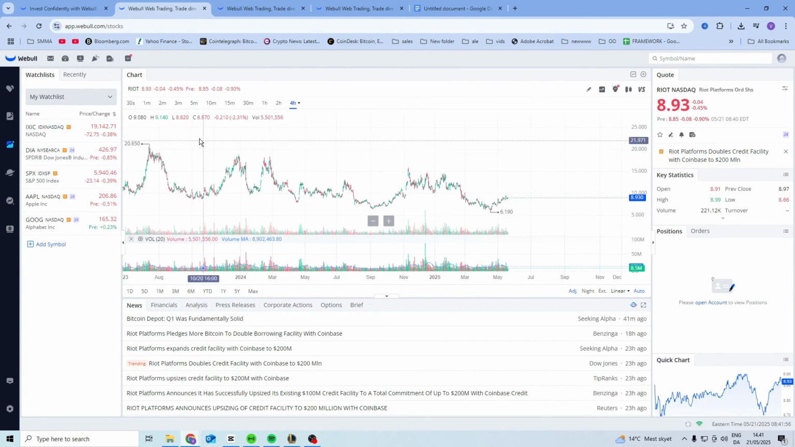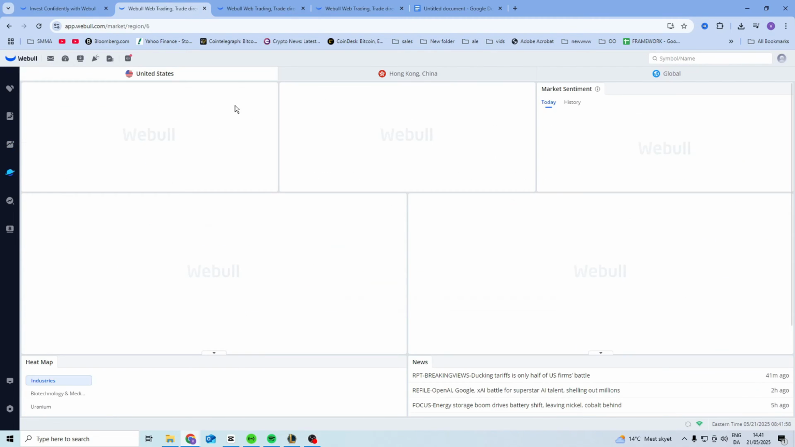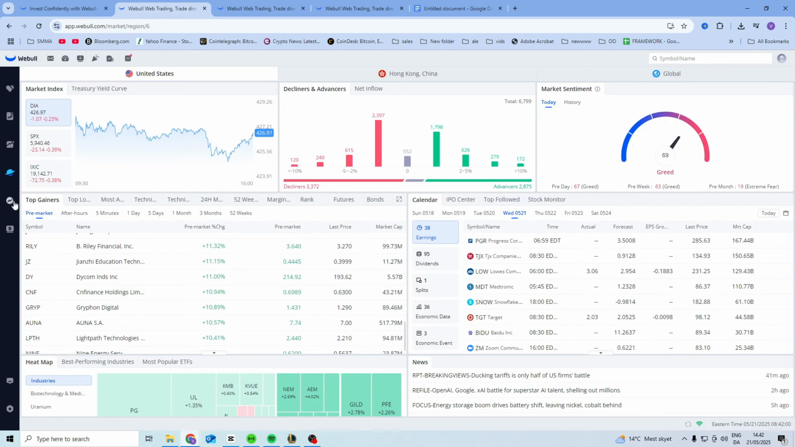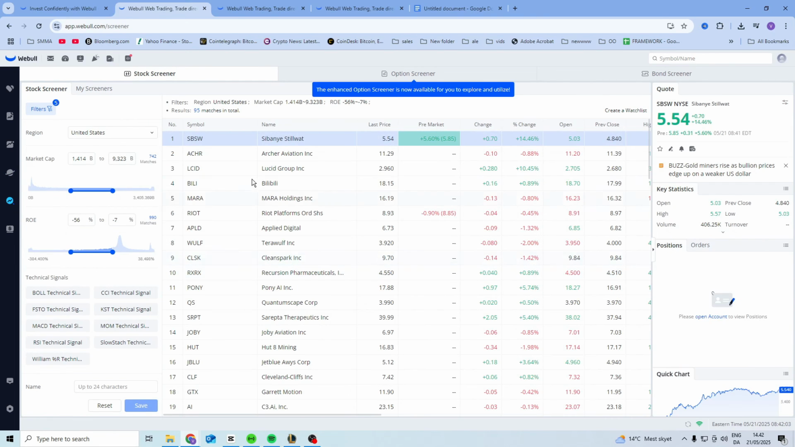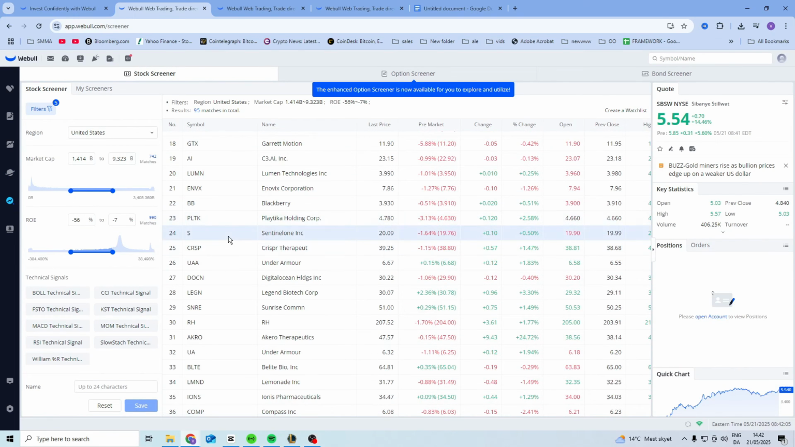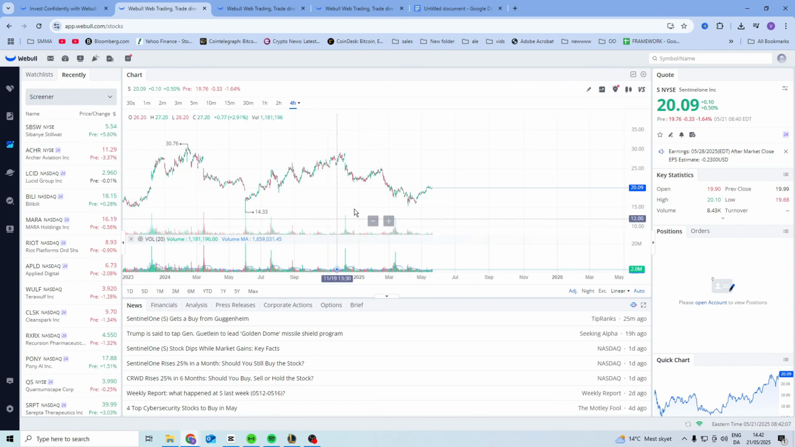Webull is pretty easy. You just want to find in here or under markets. You can also find under screener. You can filter over here, and you can select one by double clicking on it, and you'll head over to the chart. So that is how it works, guys.